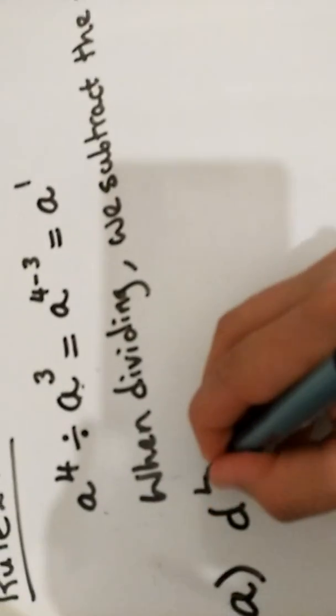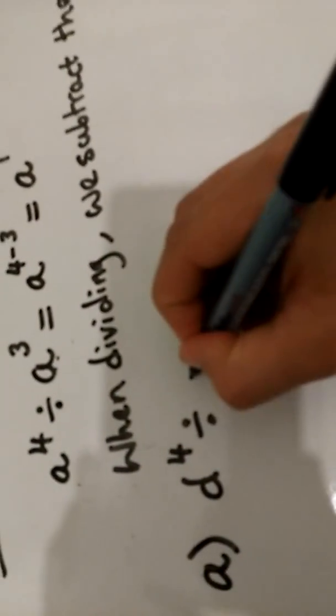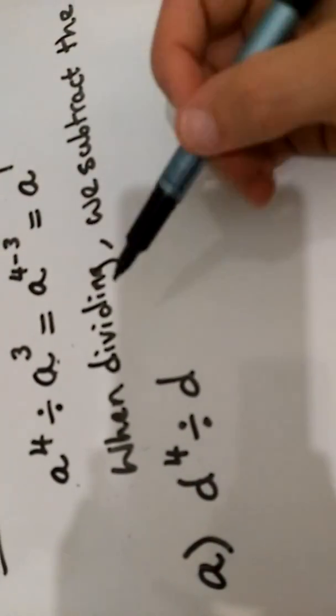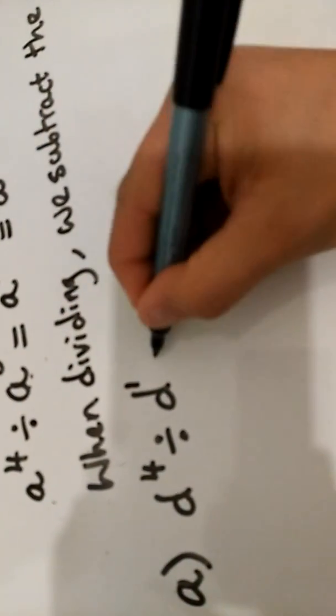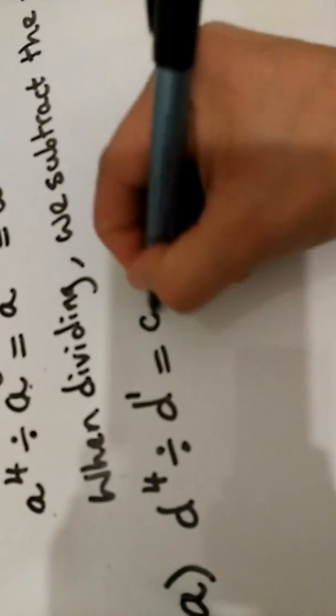So d to the power of 4 divided by d. d is on its own, so remind yourself that that's to the power of 1. So we're just going to take away the powers. 4 take away 1 is 3. So that just gives us d cubed.